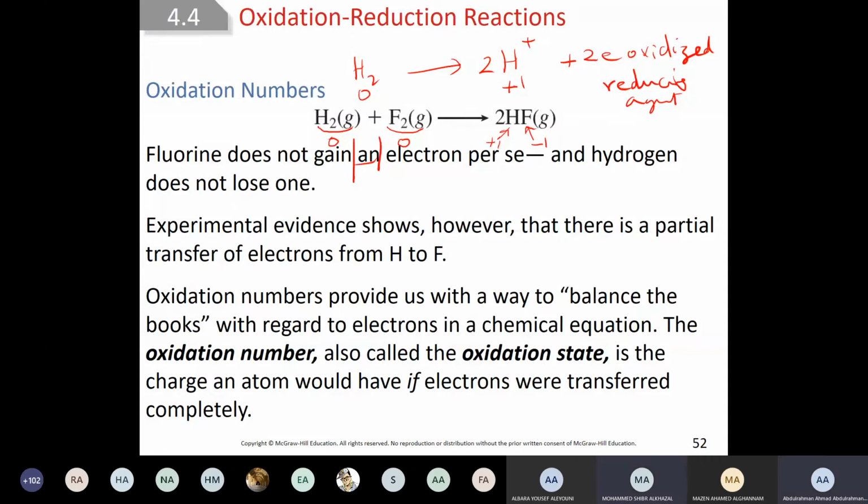On the other hand, fluorine. F2, which was 0, went to F-, which is -1. And of course it needs 2 electrons. That's reduction. This will make 2, and this will be reduced. So it is what? Oxidizing agent. I hope it's clear.